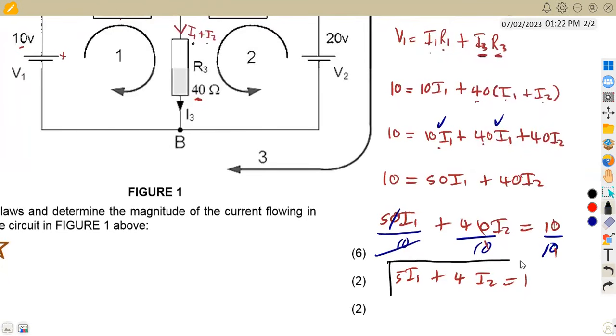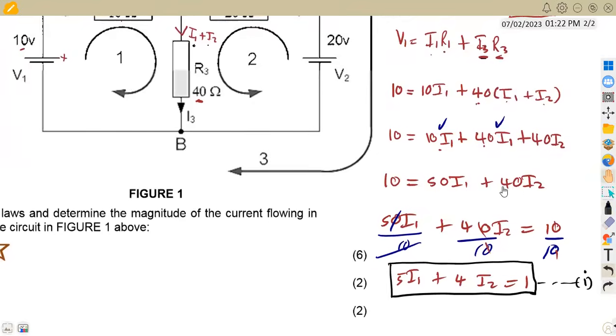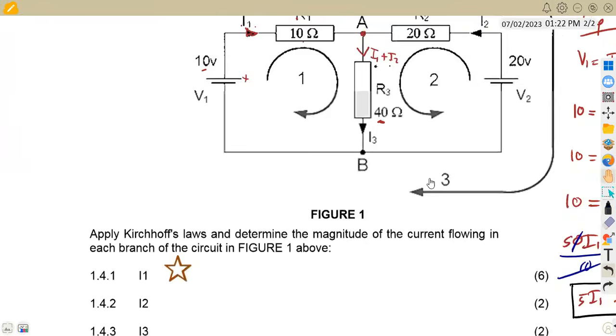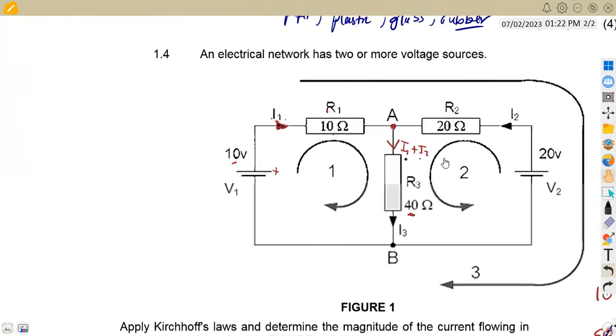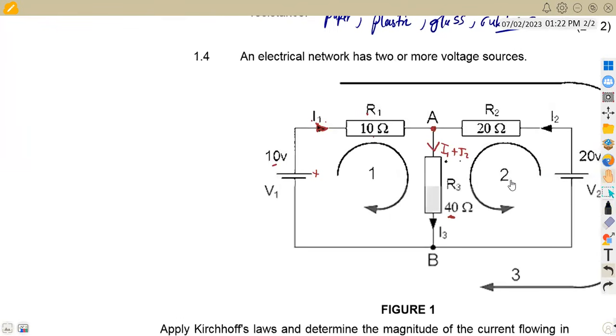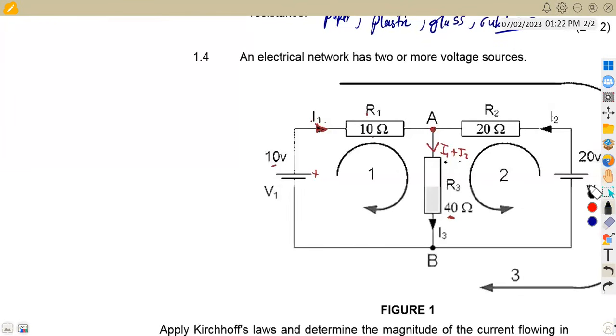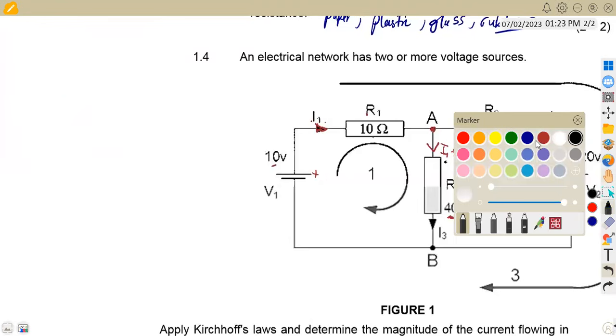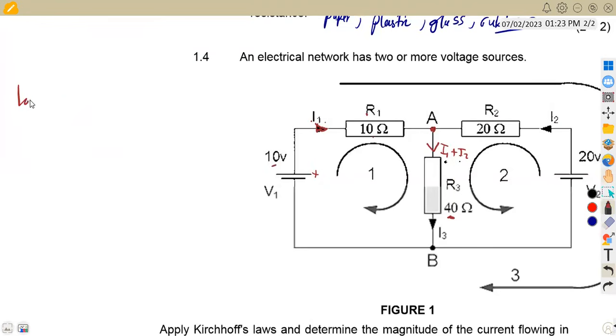So like I said, this is going to be our first equation. I'm just going to leave it this way. We do not know what's going to happen next. This time, let us consider this loop now, working with loop 2. If we consider loop 2 in this case, this is what you're going to have.